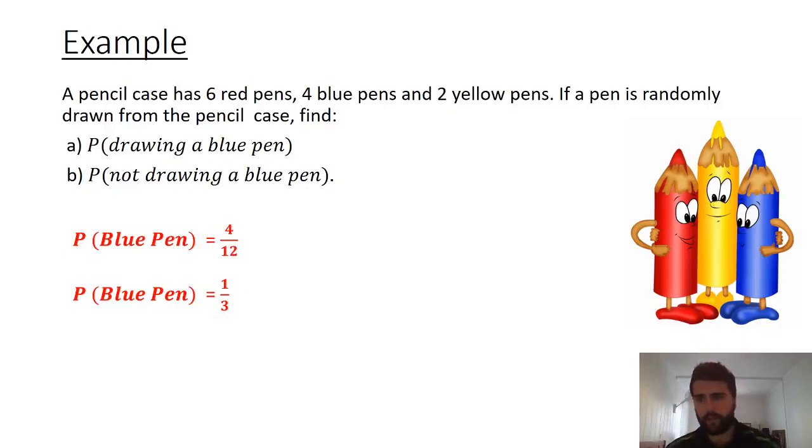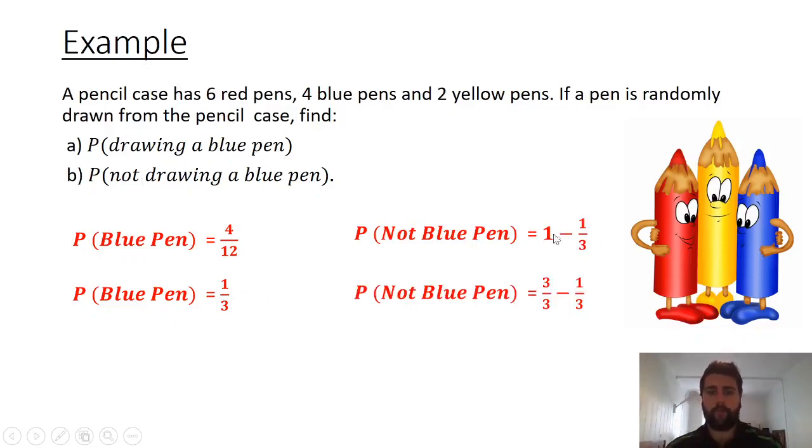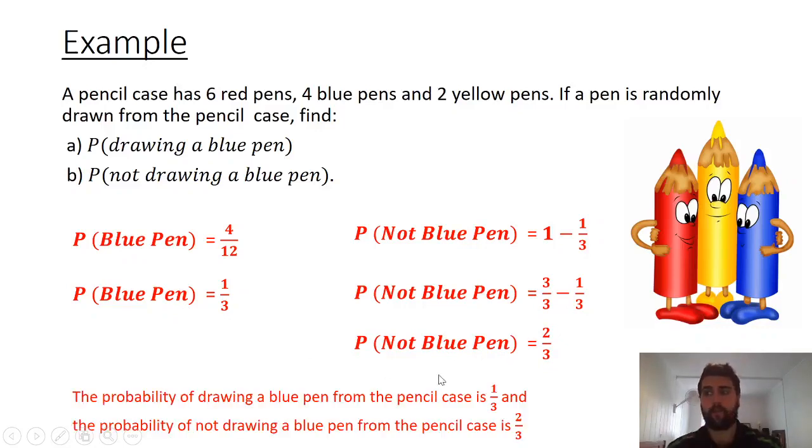Now we can use our knowledge of complementary events to find the probability of not drawing a blue pen. So the probability of not drawing a blue pen is going to be 1, take away a third, because the probability of getting a blue pen was a third. If we rewrite that 1 as a fraction, it's going to be 3/3. Now we can subtract that because the denominator is the same, and it gives me the probability of not getting a blue pen as 2/3. So we're more likely to not pick a blue pen than we are to pick one. Okay, and we can write a sentence answer down the bottom there as well.